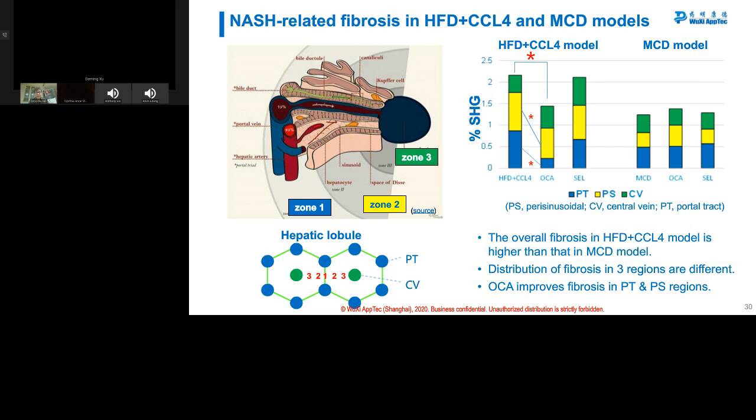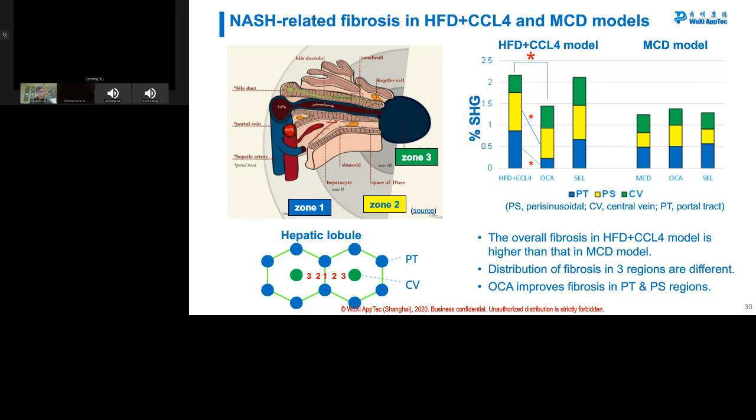Namely, if you look at the diagram on the left, there are 3 key regions of the liver: the portal tract, corresponding roughly to zone 1, the parasinusoidal region, zone 2, and the central vein. These regions are color coded, and the panel on the right will stick to the same color.